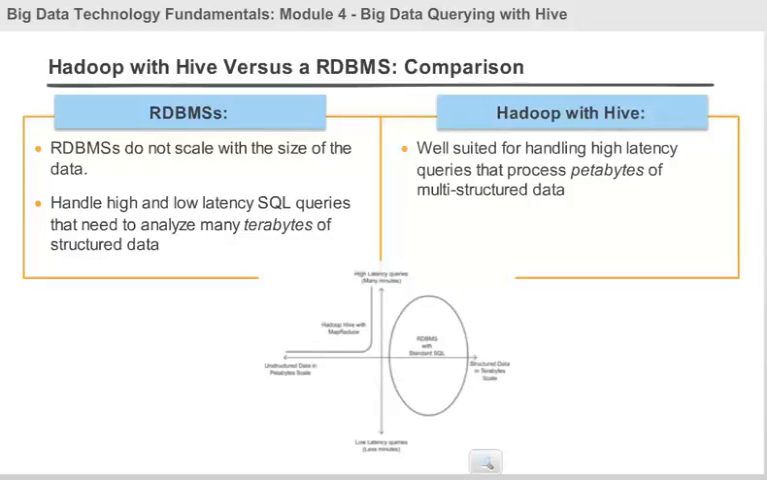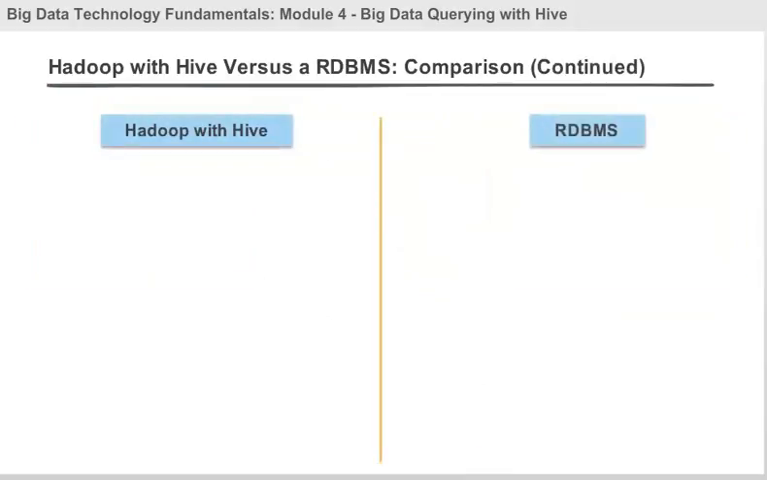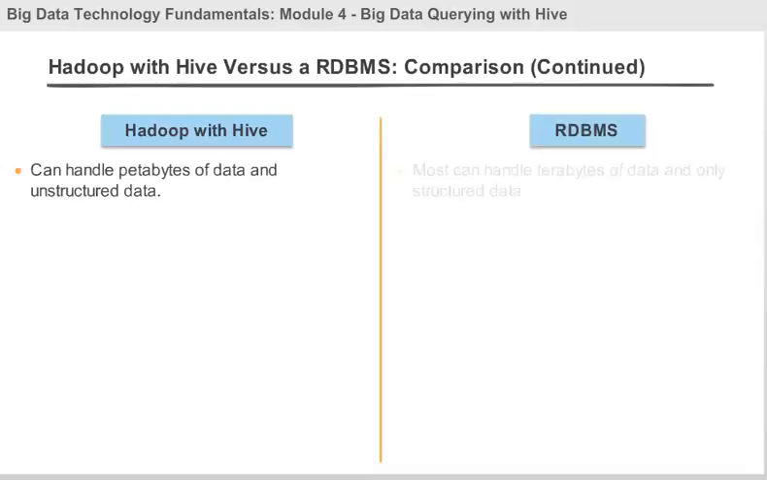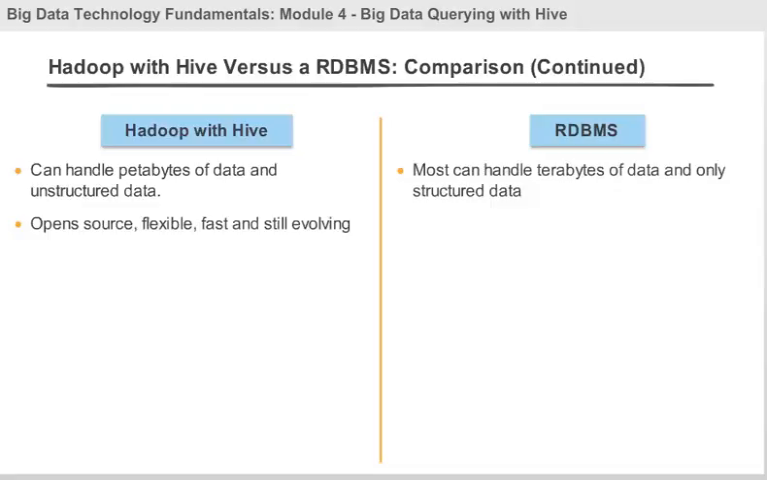Some key features that differentiate Hadoop with Hive and RDBMSs are as follows. Hive can handle petabytes of unstructured data, while most RDBMSs can handle terabytes of data and can only handle structured data. Hive is open source, flexible, evolvable, fast, and still evolving. Most RDBMSs are proprietary and have defined constraints.